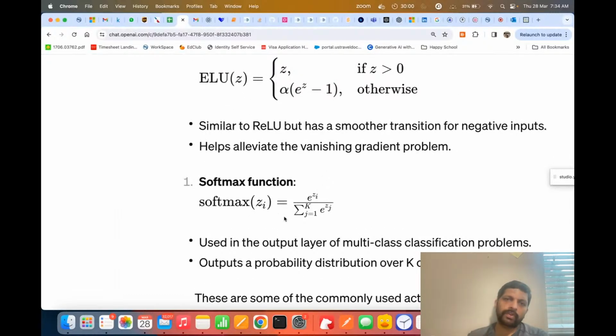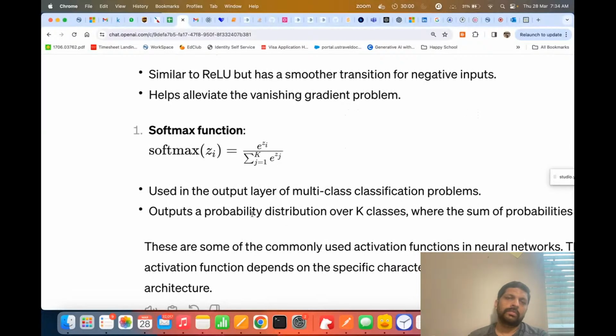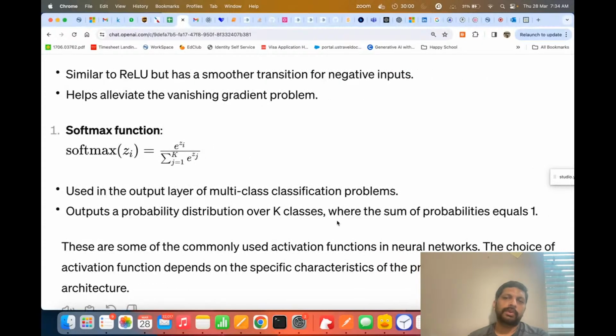So the softmax function is e power z of a specific value divided by the sum of e power z's. That is softmax. It is used in the output layer of multi-class classification problems. It outputs a probability distribution over k classes where the sum of the probabilities is equal to 1.